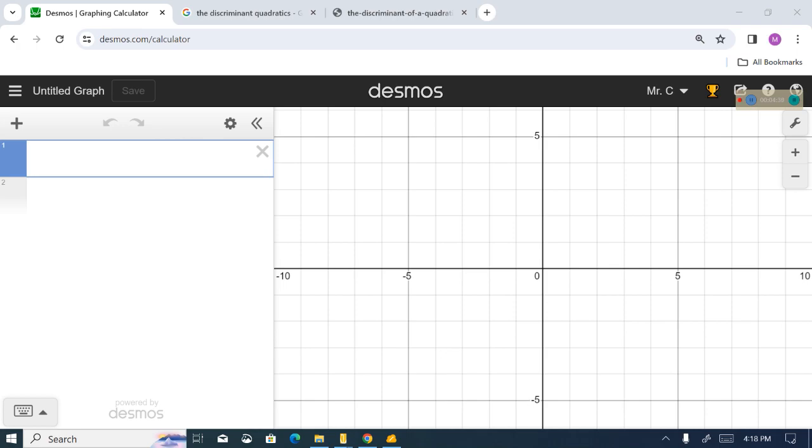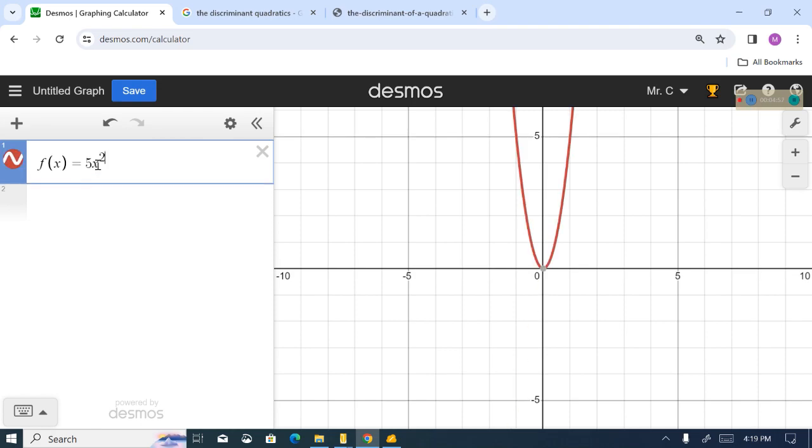Okay, so here we are in Desmos. I'm going to go ahead and graph the first one that said that it was not factorable, and we're going to see what did that really mean, okay? So I'm going to type in f of x equals 5x squared minus 2x plus 20.